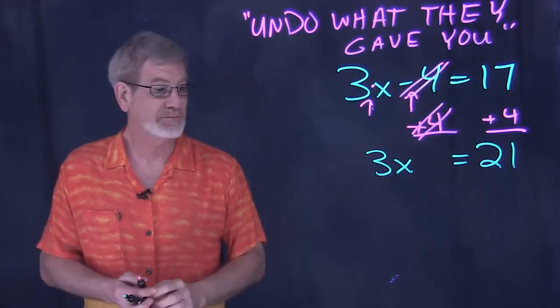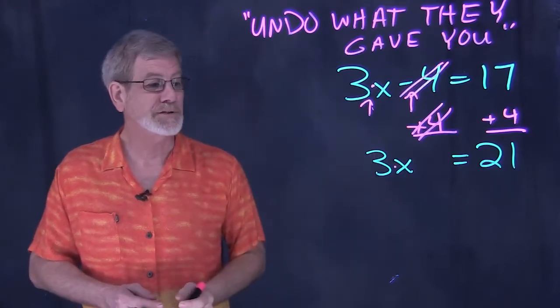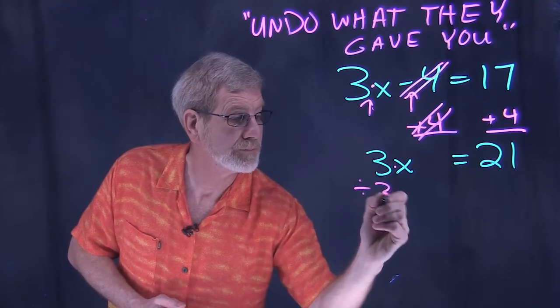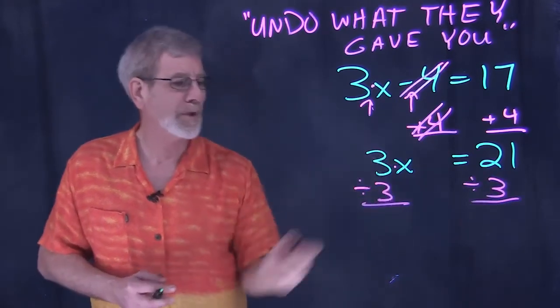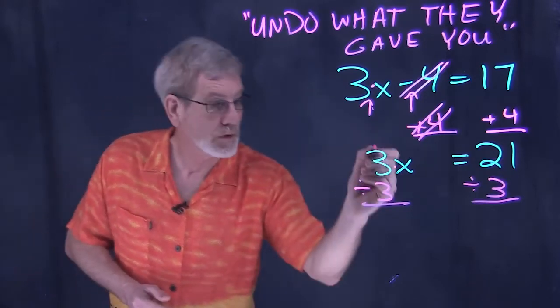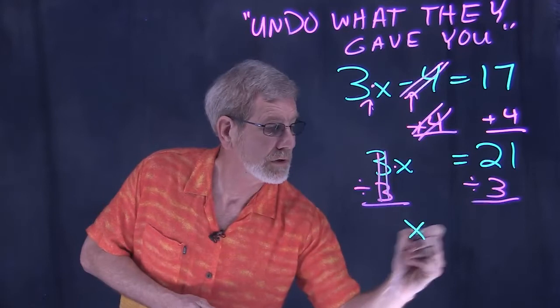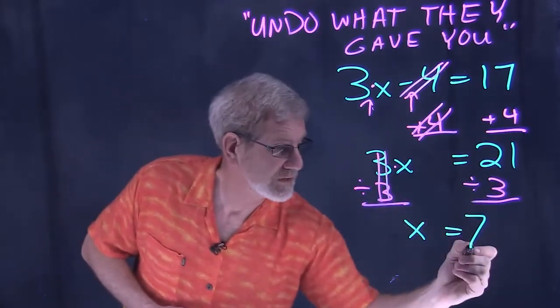And now let's start over again. What did they give you? They gave us multiplication. How do you undo multiplication? We use division. So multiplying by 3 and dividing by 3 will undo each other. It's going to leave us with x. And 21 divided by 3 is 7.